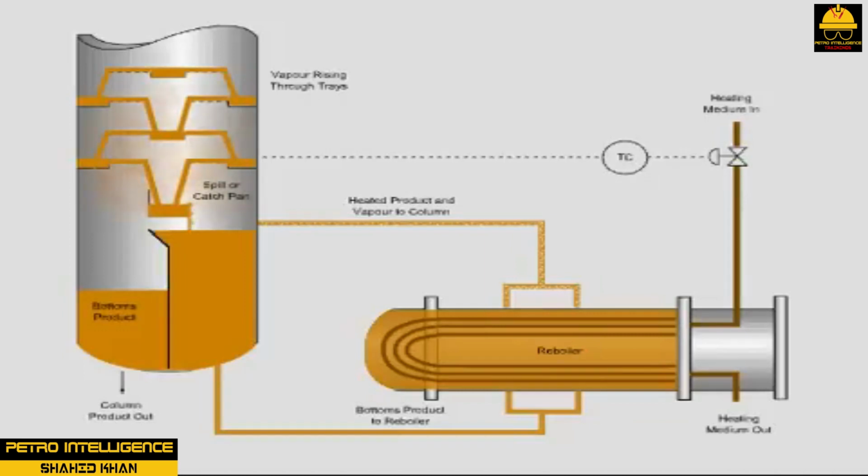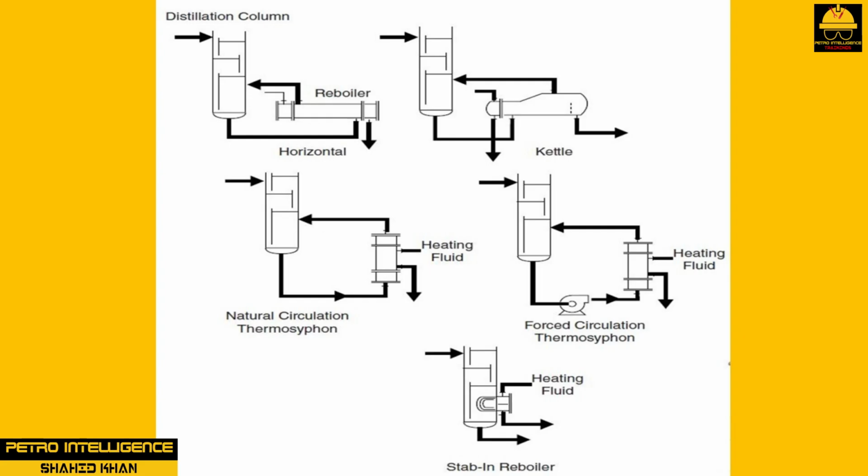If a mechanical device, such as a pump, is used, the reboiler is referred to as a forced circulation reboiler. Circulation that does not require a pump is classified as natural circulation.